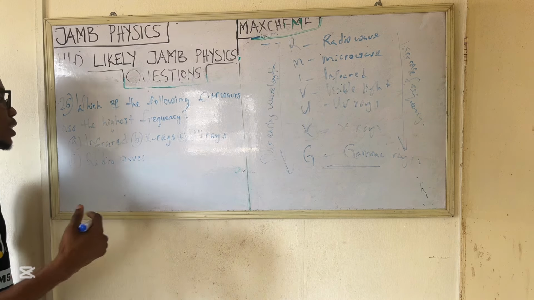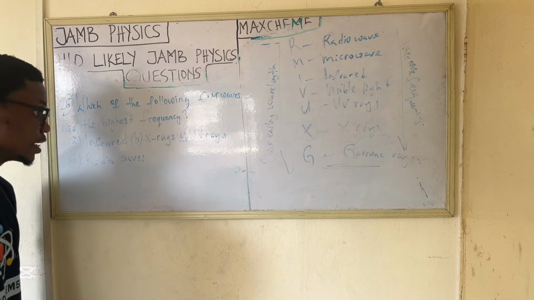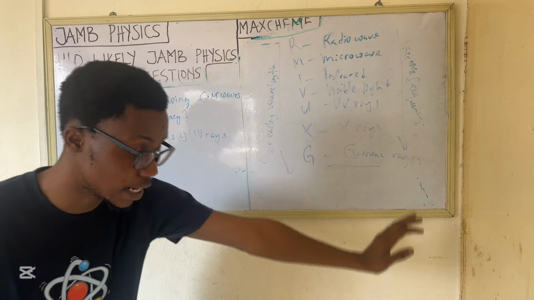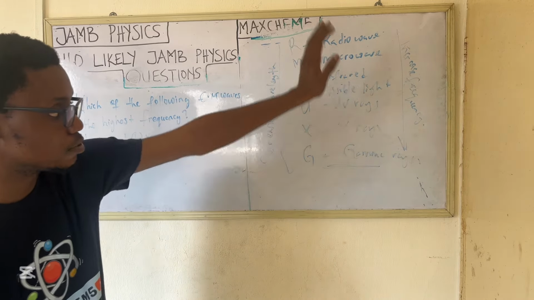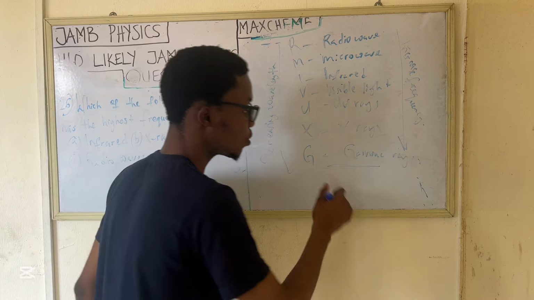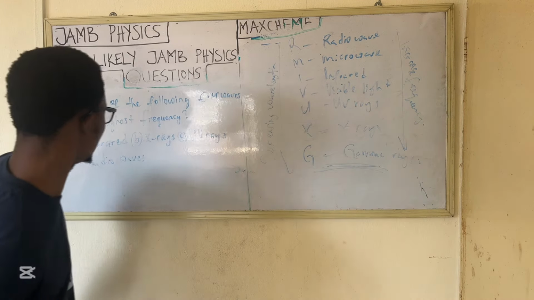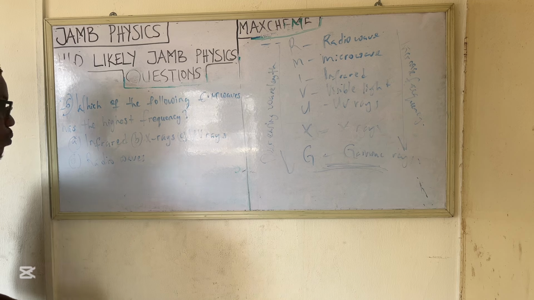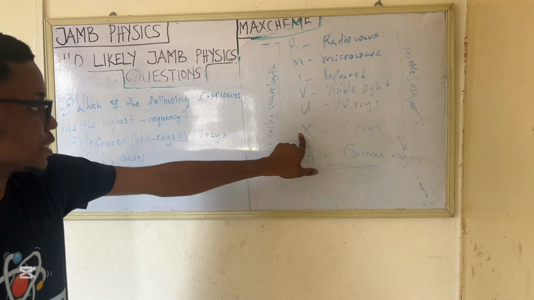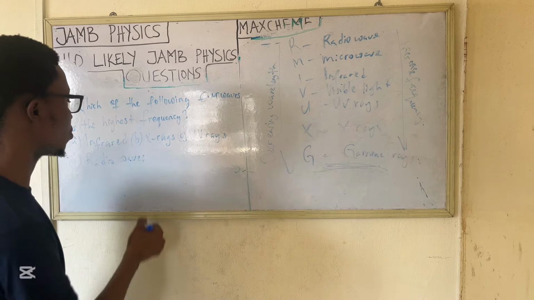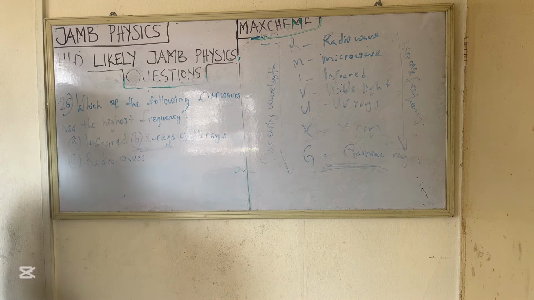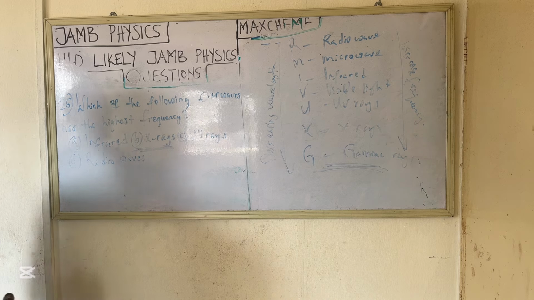Which of the following electromagnetic waves has the highest frequency? I said there's an increase in frequency in the downward direction. So the one with the highest frequency will be the last one, that's the gamma rays. Do we have it here? We don't have gamma rays. Okay, let's look at what we have. We have X-rays, which is the one closer to gamma. So the answer is X-rays, the highest frequency in this case.